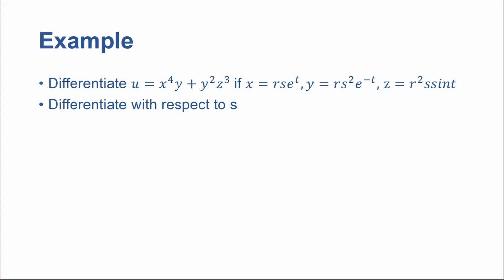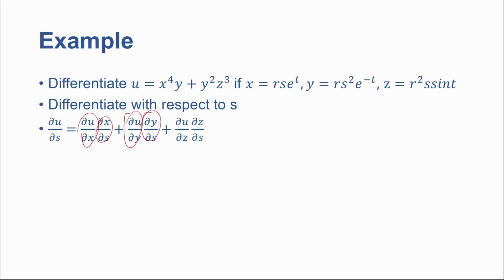Okay, now how do we do this? Well, basically, our rule is to differentiate with respect to s, so we'll need a partial derivative. So if I want to find du ds, then that's going to need to be du dx, dx ds, plus du dy, dy ds, plus du dz, dz ds. So what we do is we find all of these derivatives, and then we multiply them with the chain rule.